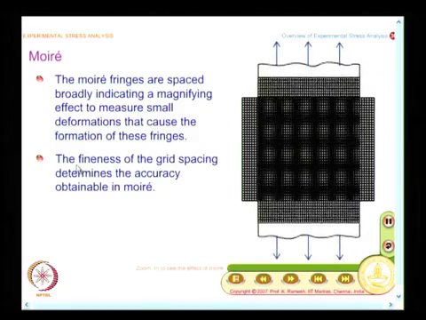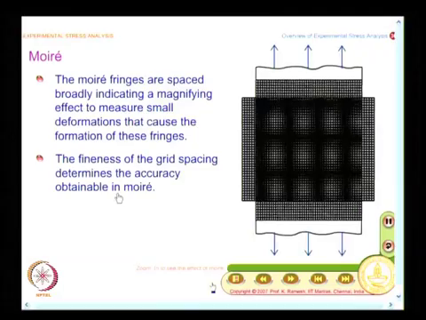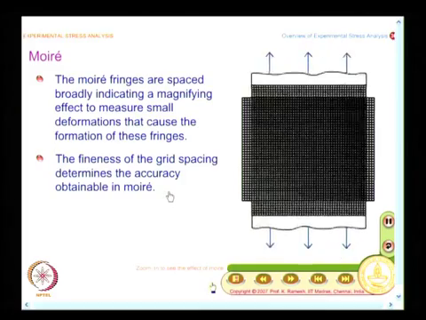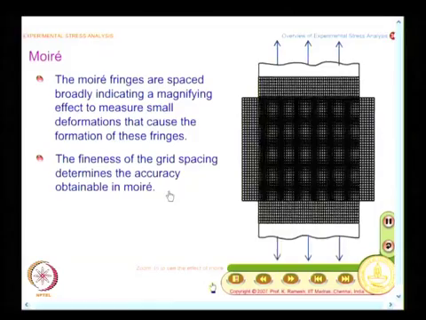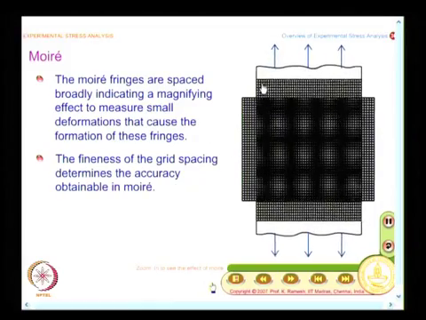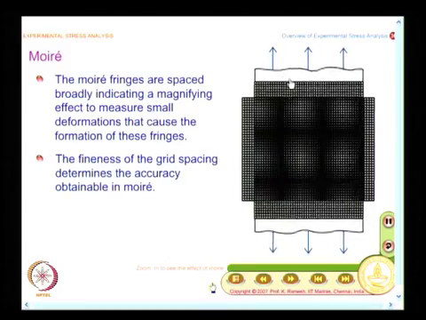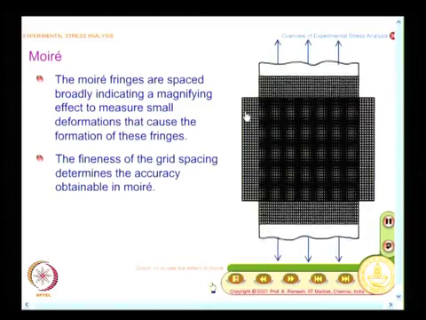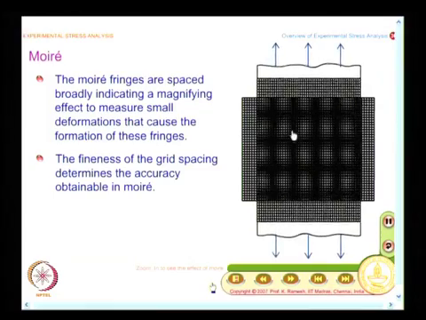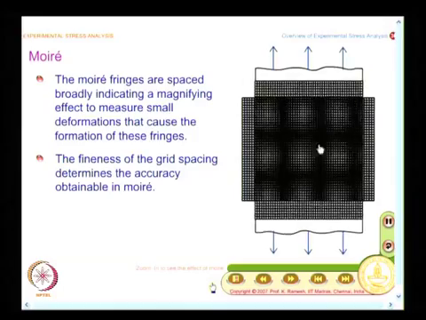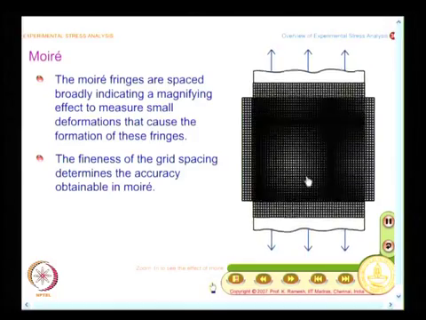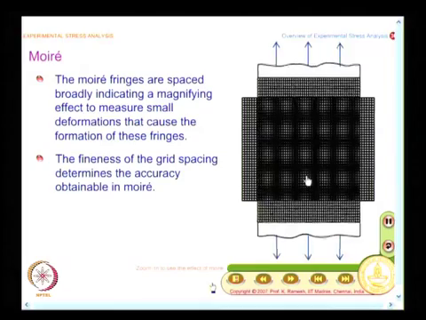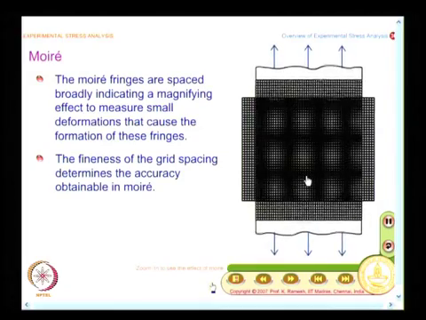And what you find here is the fineness of the grid spacing determines the accuracy obtainable in Moiré. Whatever you call it as a pitch, the finer the pitch, the finer the deformation measurement that you can do. And here we have a situation where the specimen has a very fine cross hatched pattern, and I also have a master which is also having a cross hatched pattern. So, I get two sets of fringes, one set of fringes horizontal, one set of fringes vertical. So, you should not confuse these horizontal and vertical fringes with the grating lines.